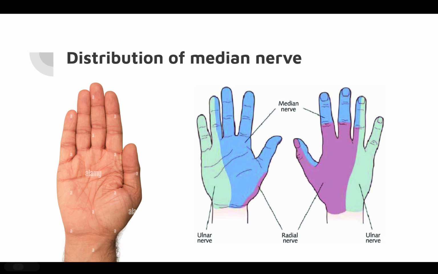So the median nerve runs from the brachial plexus, goes down along the forearm, and it comes to innervate your thumb, your index finger, your middle finger, and half of your ring finger, so the lateral half, or the half that's on the side of the thumb. Carpal tunnel syndrome is compression of the median nerve at the level of the carpal tunnel.